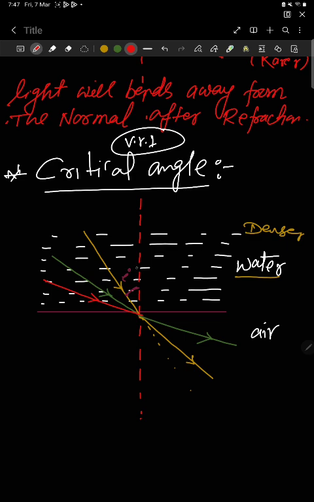So one angle will come, this incident angle, at which this light ray will pass through this interface. Means when we increase this incident angle, in the first case this one is the incident angle, in the second case this one is the incident angle, in the third case this one is the incident angle. So one value of the incident angle will come at which my refracted light ray will pass directly along the interface, which divides the rarer and denser medium.